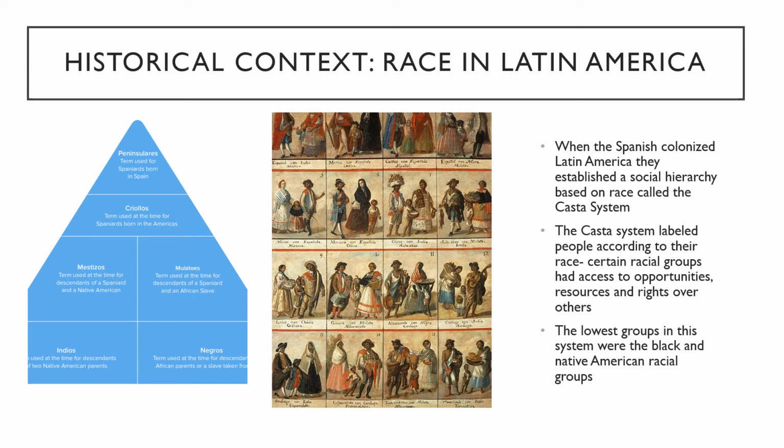Now, this is a very simplified version of the system they created. The image right next to it, where you see the different pictures, was just a way they would categorize people who were part this and part that. Because there were many groups involved, there were many types of mixes, and they categorized each one and made it fit into their hierarchy. This system would create a lot of inequity in Latin America and would continue to affect the politics, the resources, the economies, and the stability of the countries of Latin America to this day.